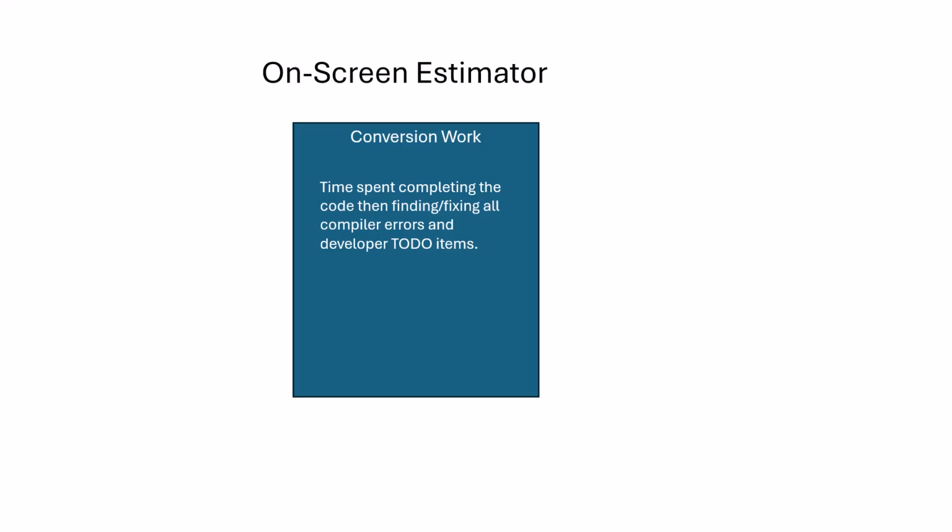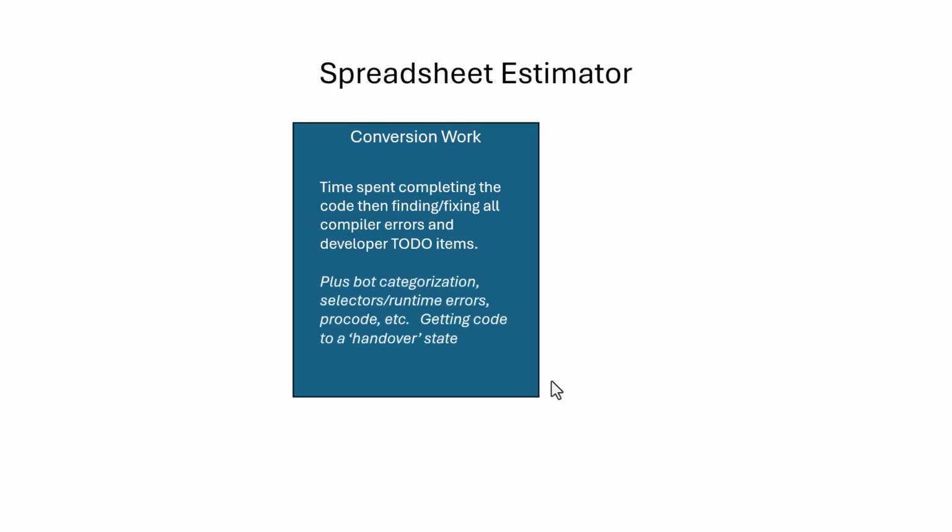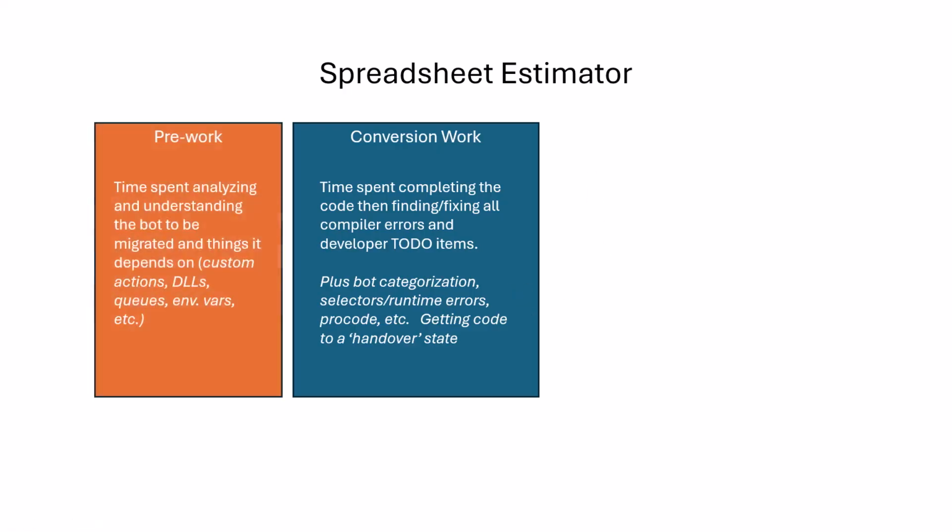This lets you do further, more refined estimates, and being in Excel, you can of course extend it however you like. We plan to implement this spreadsheet estimator inside the product, but for now, let me walk you through it. First, the spreadsheet estimator extends the on-screen estimation of conversion work to include selector respying, runtime errors, procode conversion, and more. It also accounts for pre-work, that is, the time spent analyzing and understanding the automation to be migrated, and the things it depends on.